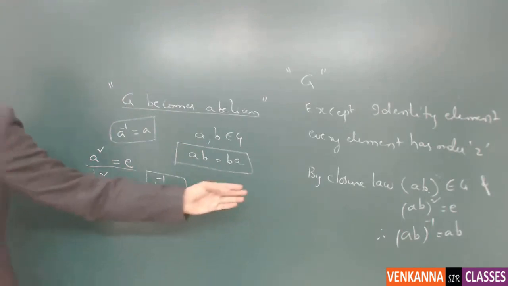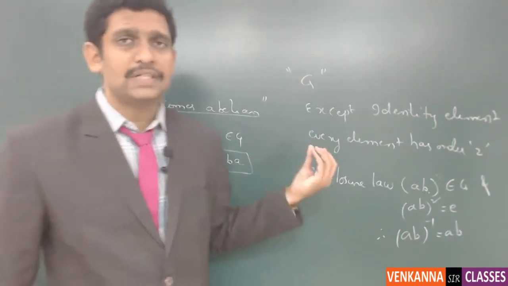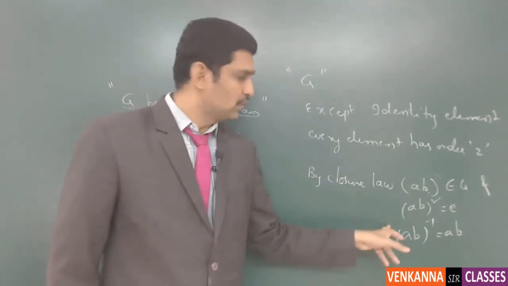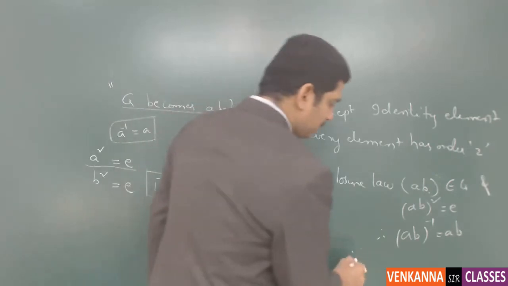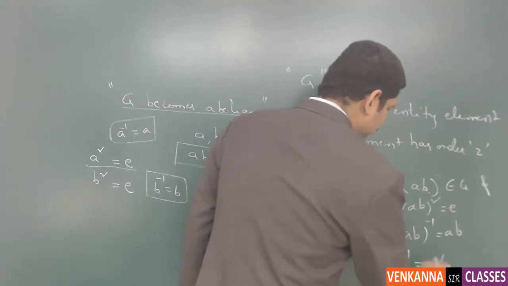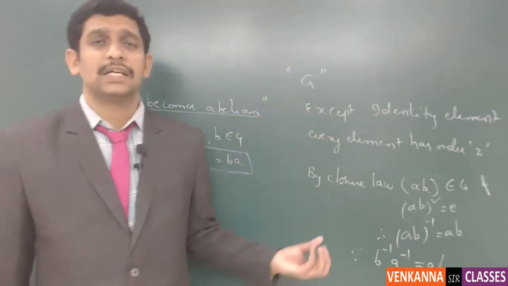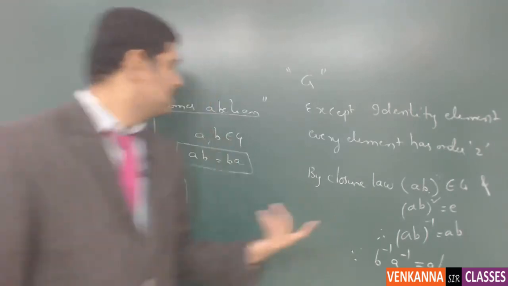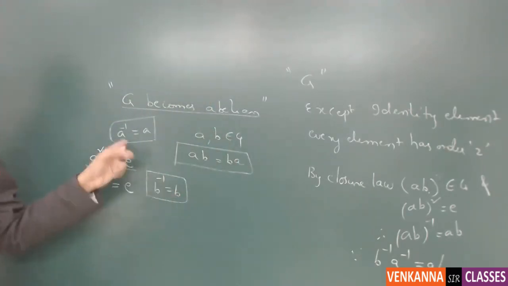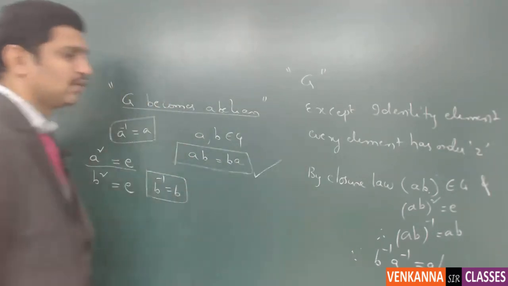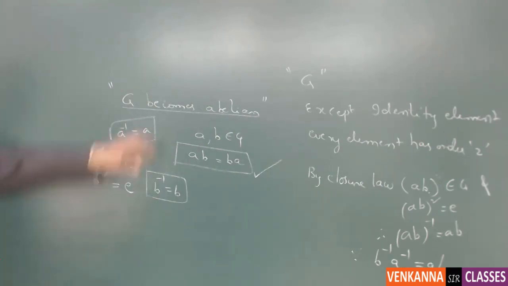As we know, elements in a group satisfy law of integral exponents. So on the LHS, you can write that B inverse A inverse is equal to AB, because AB whole inverse is nothing but B inverse A inverse. As we know, B inverse equal to B and A inverse equal to A, we can say that AB is equal to BA. Therefore, G becomes abelian. That was the solution.